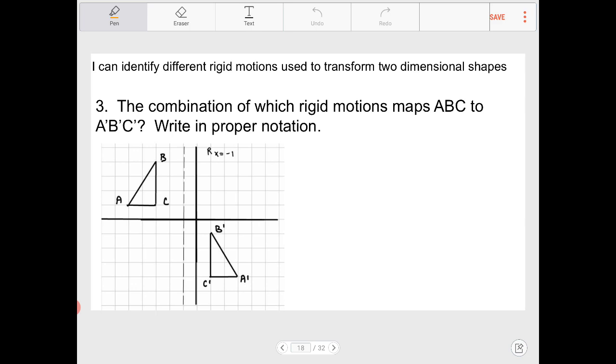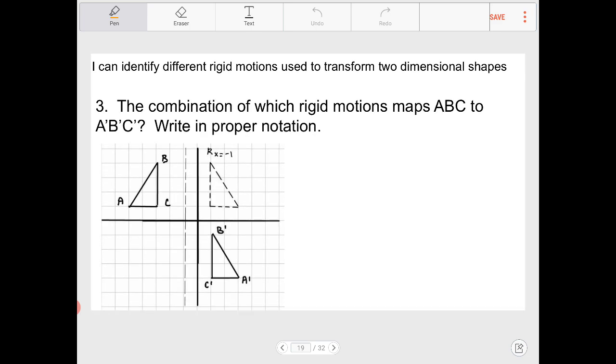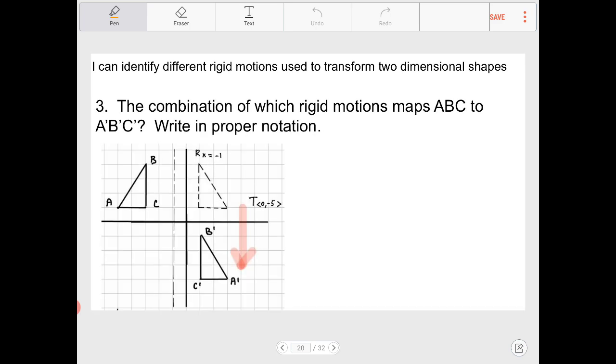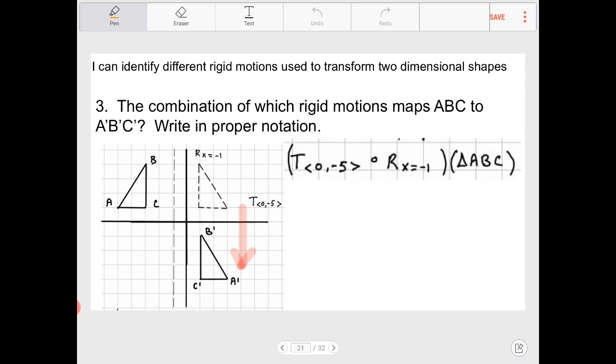All right, so we can certainly perform a reflection first. So capital R over x equals -1. And if we do that, we'll end up there. And then we'll need to perform a translation. Either way, we're translating this down 5 units. So the notation will look like this. We're reflecting over x equals -1, and we're translating 5 units down. Could this have been done in reverse order? Absolutely, and it wouldn't have made a difference.